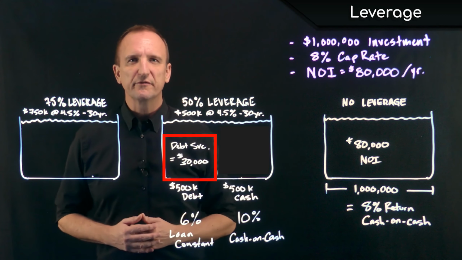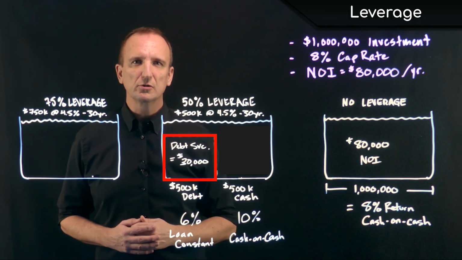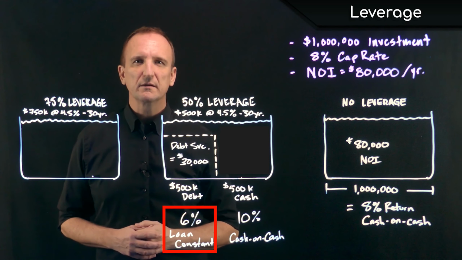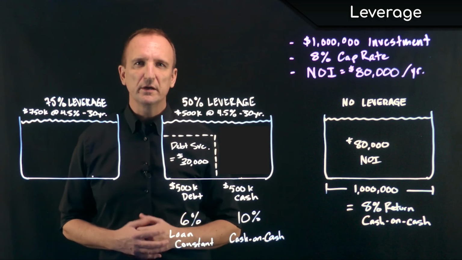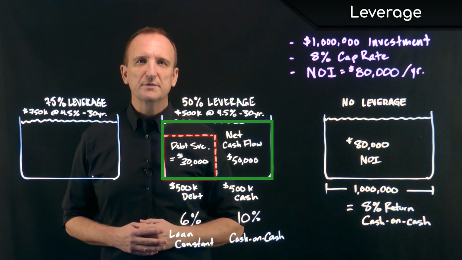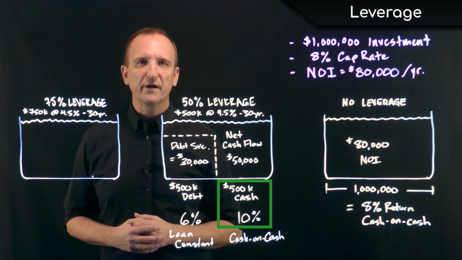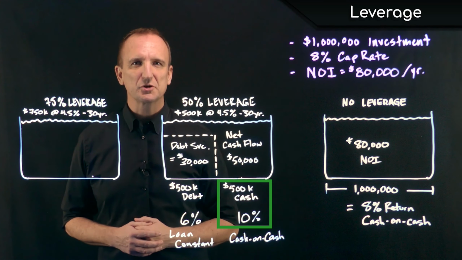In this case, with the 50% leverage, the debt service on a $500,000 loan would be $30,000 per year. That equals a 6% cash return, the lender's loan constant. The lender's portion is only $30,000. The remainder goes to the investor. The investor keeps $50,000 of the $80,000. And since they invested $500,000 of their own cash, that yields a 10% cash-on-cash return.